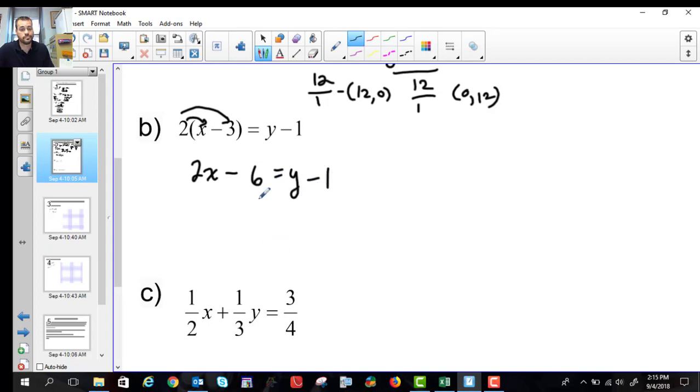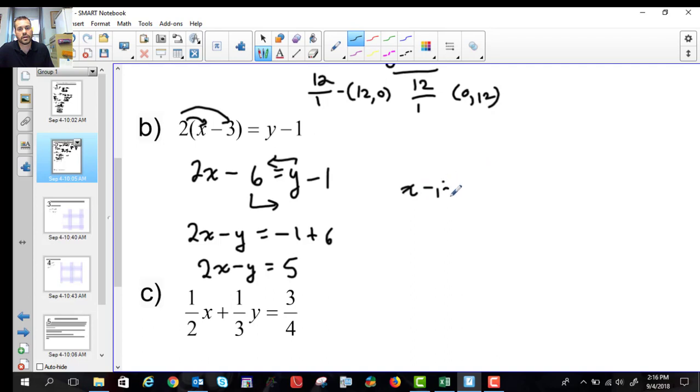And then all we're going to do is bring the y over here and the 6 over there. So we're going to get 2x minus y is equal to minus 1 plus 6. And that gives me 2x minus y is equal to 5. So that allows me then to go to the x-intercept, again keeping in mind that it's c divided by a. It's that 5 divided by that 2. My x-intercept is 5 divided by 2.